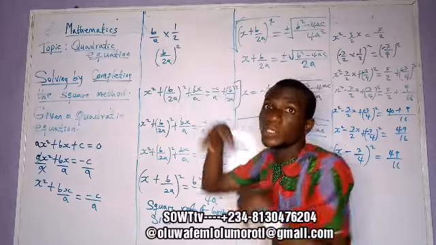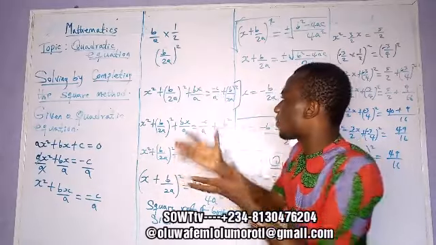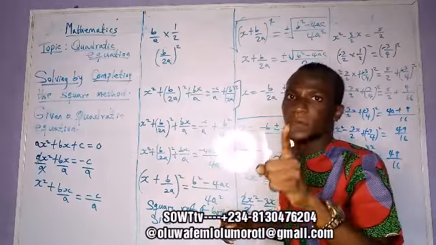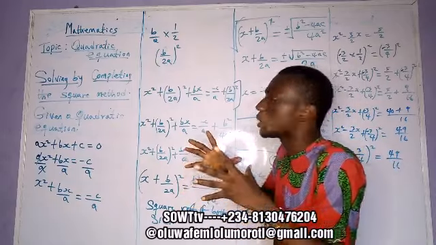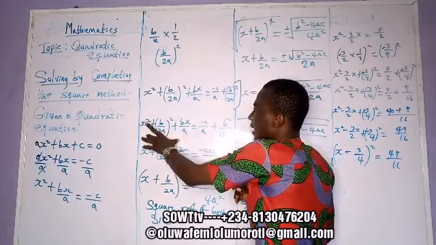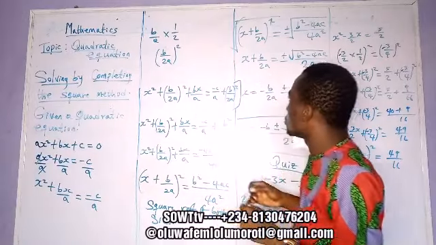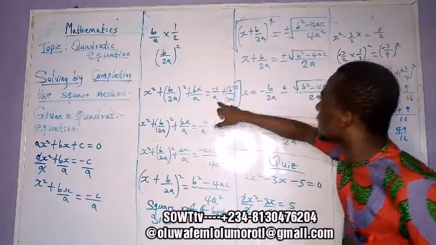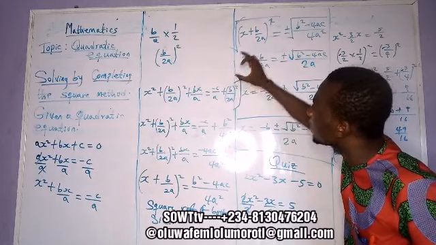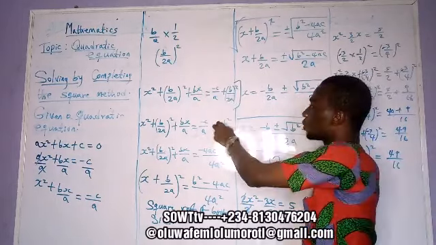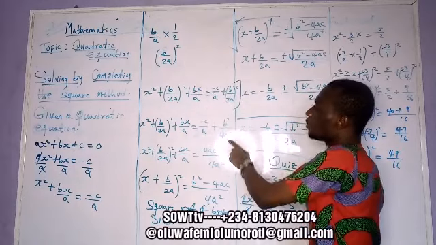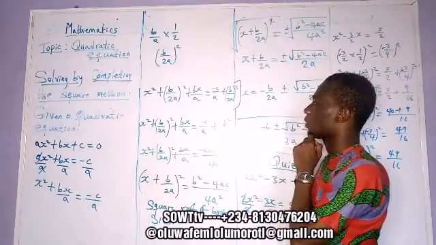Don't expand it. You will say, Master, why can't we expand it now? Don't expand it so that your work won't be cumbersome or complicated. Just leave it like that and continue solving your problem. Here, there is need for us to expand this b over 2a. By the time you expand it, b times b gives us b squared, and 2a times 2a gives us 4a squared.